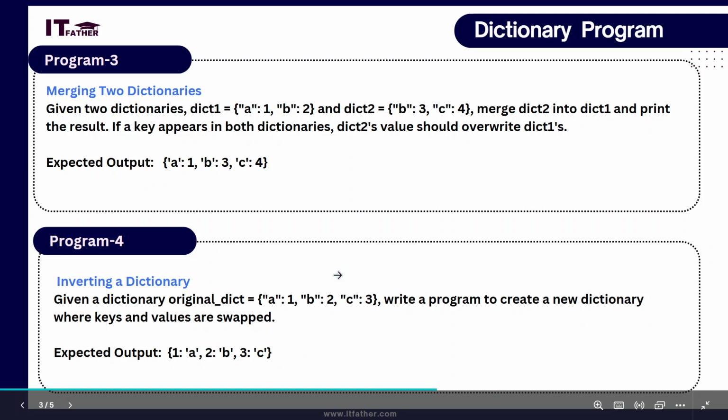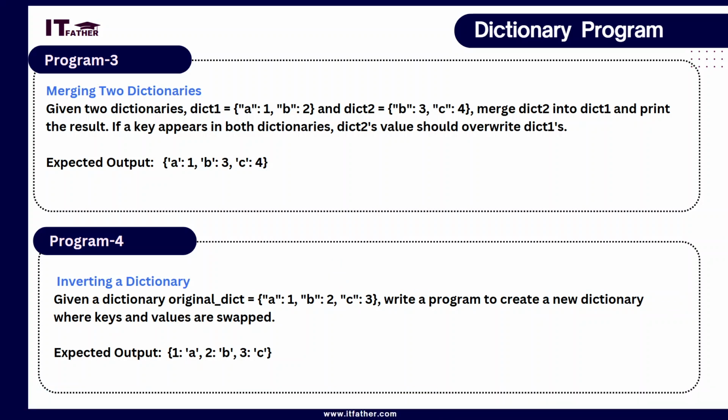Program number 4 is inverting a dictionary. Given a dictionary, the original dictionary is A1 B2 C3. Write a program to create a new dictionary where the keys and values are swapped. Okay, so keys and values we need to swap.